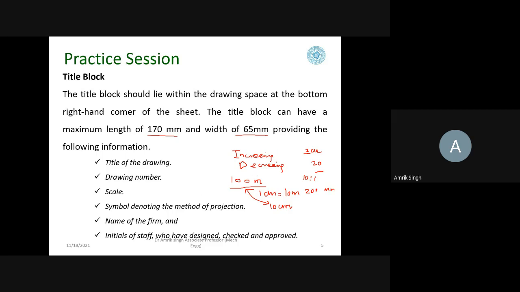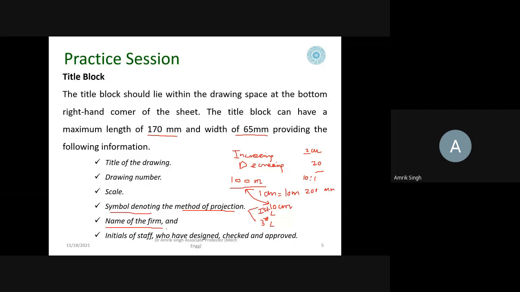So this scale we will understand more clearly in the next chapter, that is a chapter on scale. Now it denotes the symbol for the method of projection. So two methods of projection we have understood. One is a first angle and another is a third angle. First angle projection and another is a third angle projection.